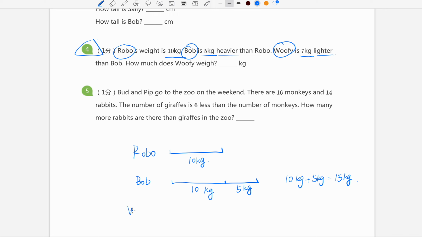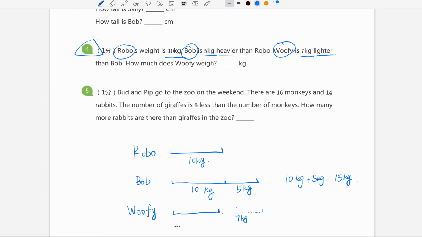And now for Wolfie, let's write down Wolfie at first. Wolfie is 7 kilograms lighter than Bob. So if we draw a line segment for Wolfie, it should be shorter than Bob. Okay, so how much shorter? 7 kilograms lighter. So it means for the difference part, it will be 7.